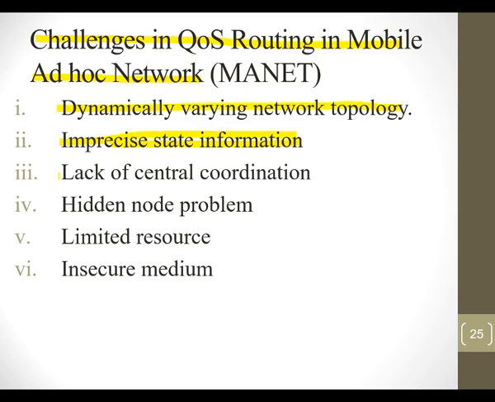The state information is inherently imprecise due to dynamic changes in network topology and channel characteristics. Routing decisions may not be accurate, and this will result in some of the real-time packets missing their deadlines.